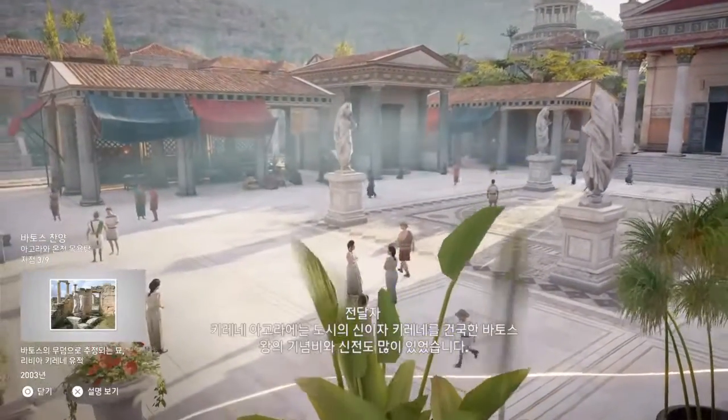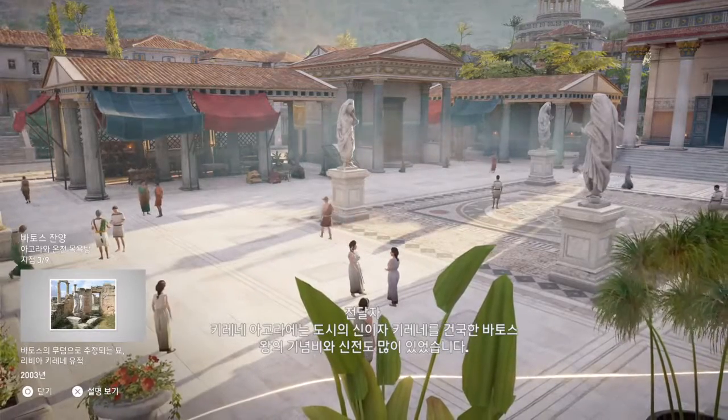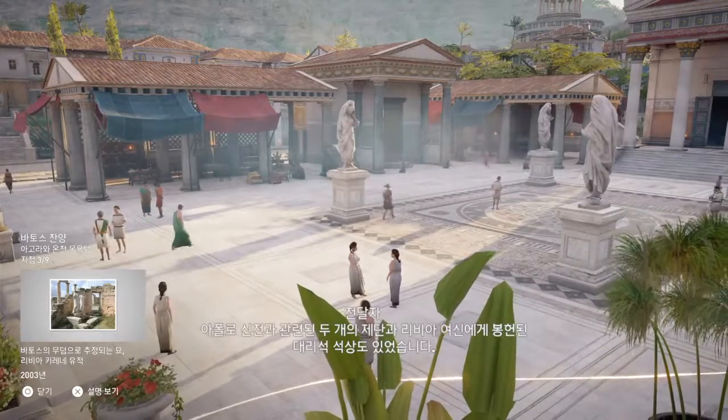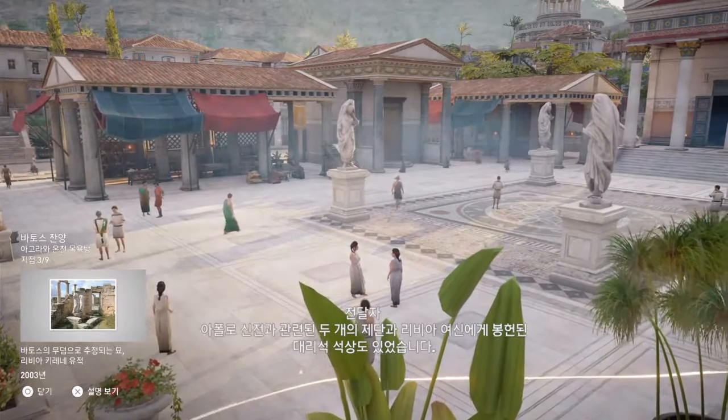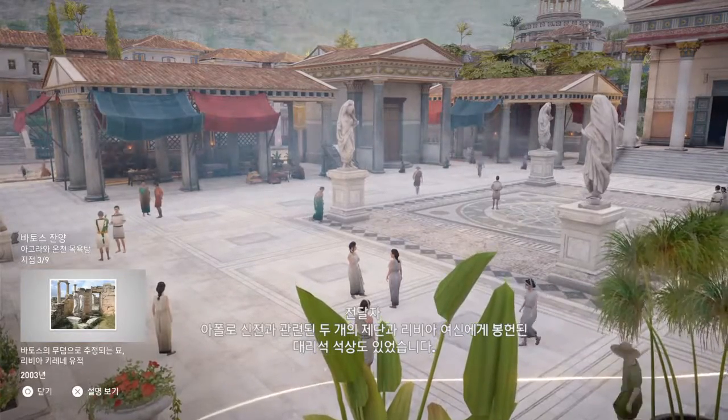The Cyrene Agora also displayed many temples and monuments celebrating its founding king, Batos, and the city gods. There were 2 altars associated with the Temple of Apollo and a marble statue base dedicated to the goddess Libya.